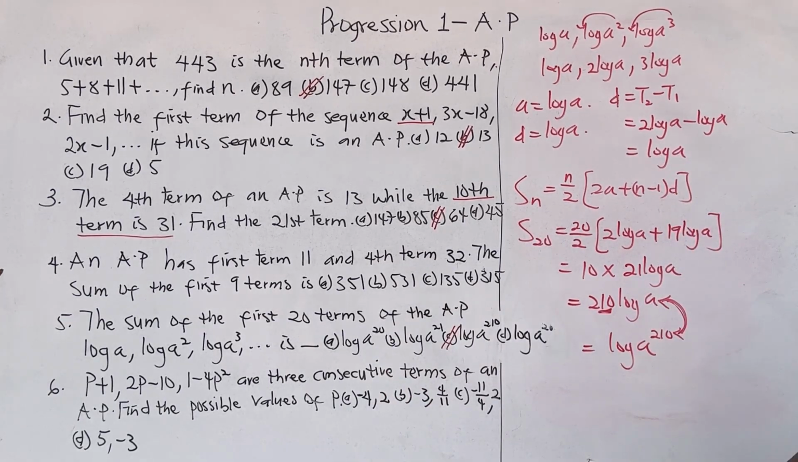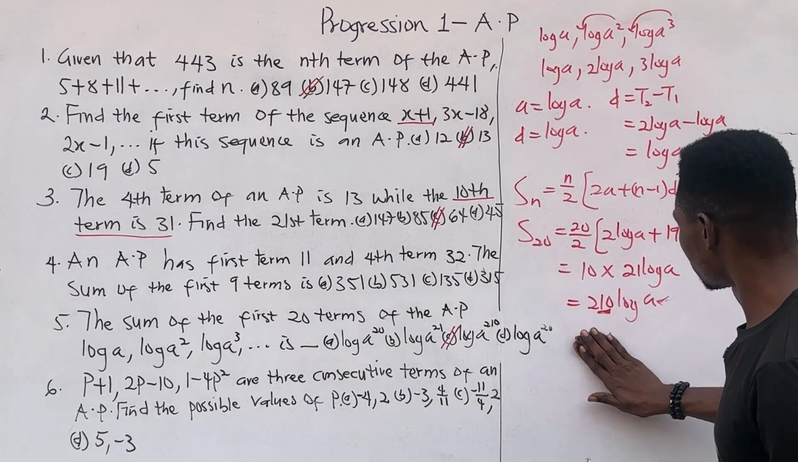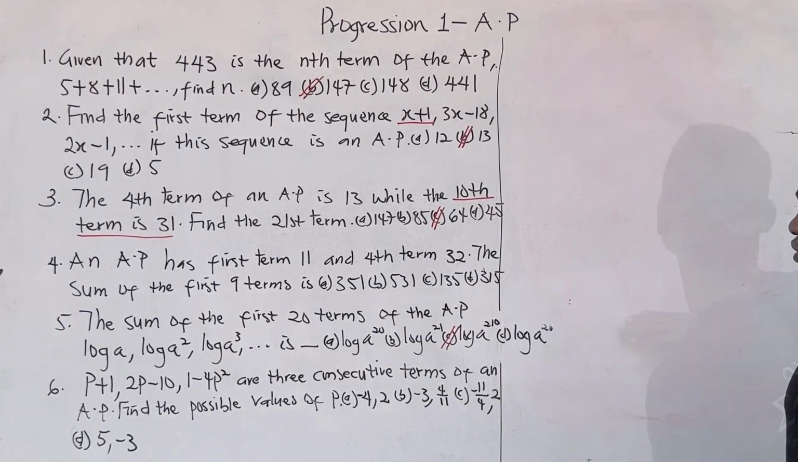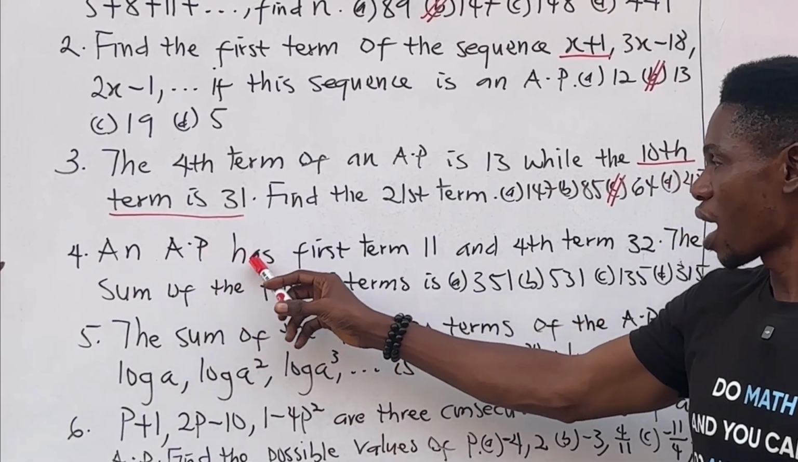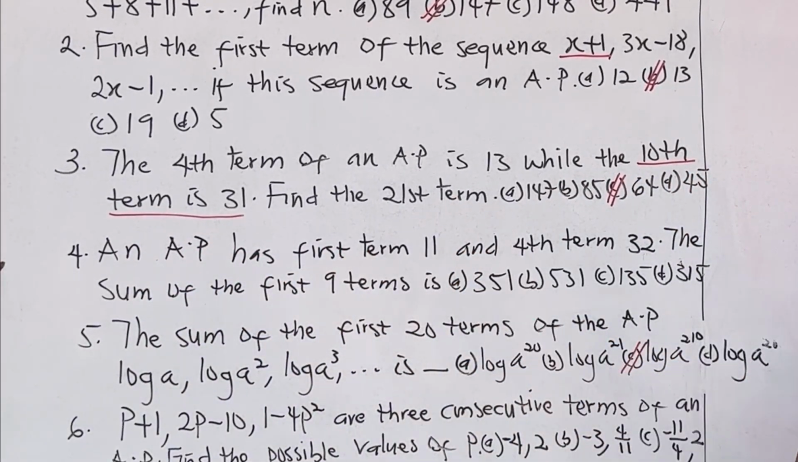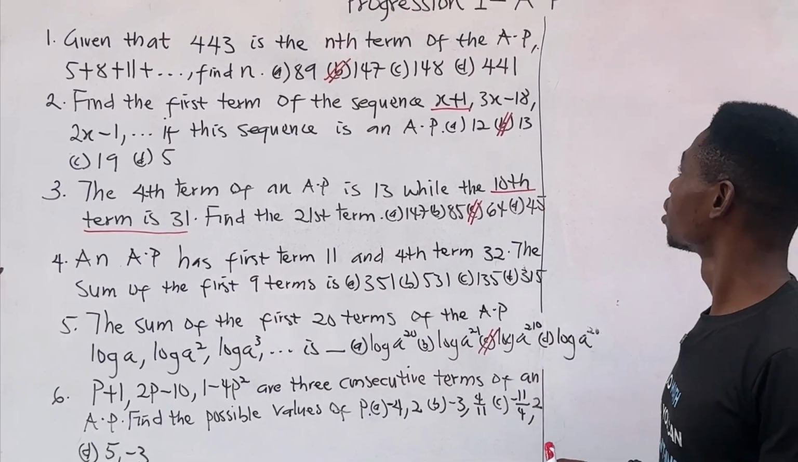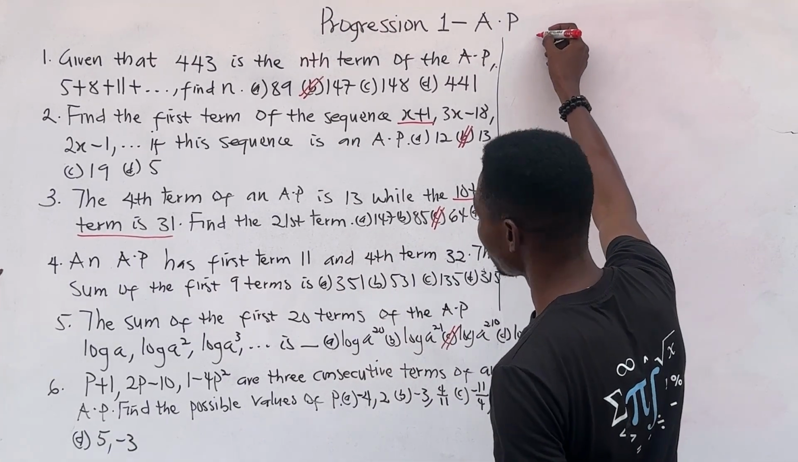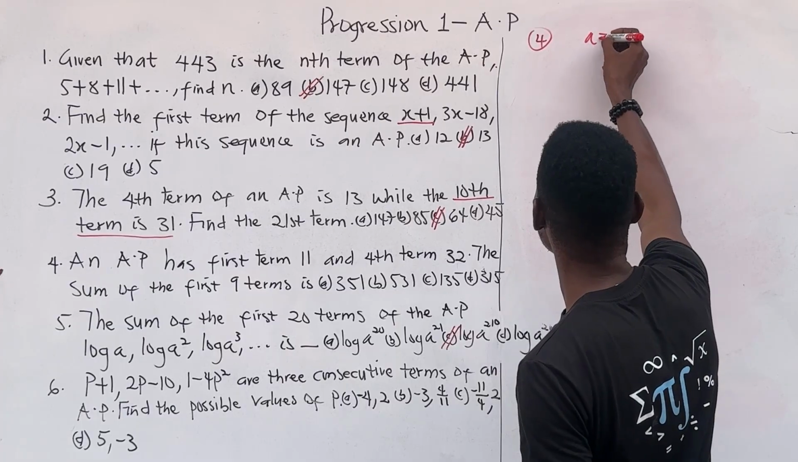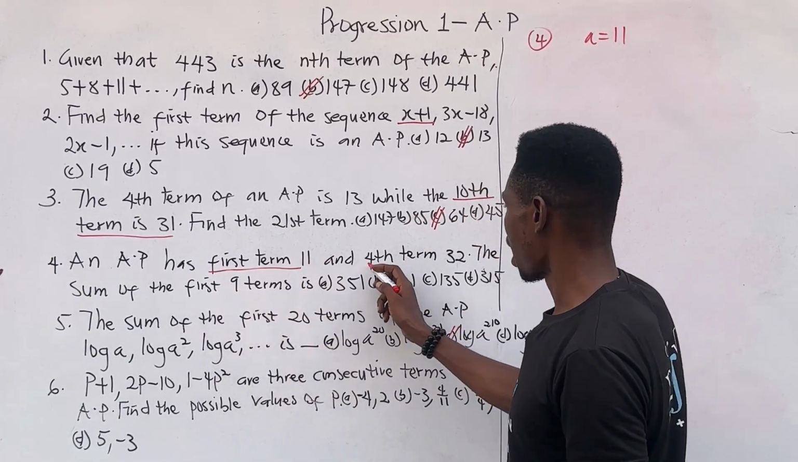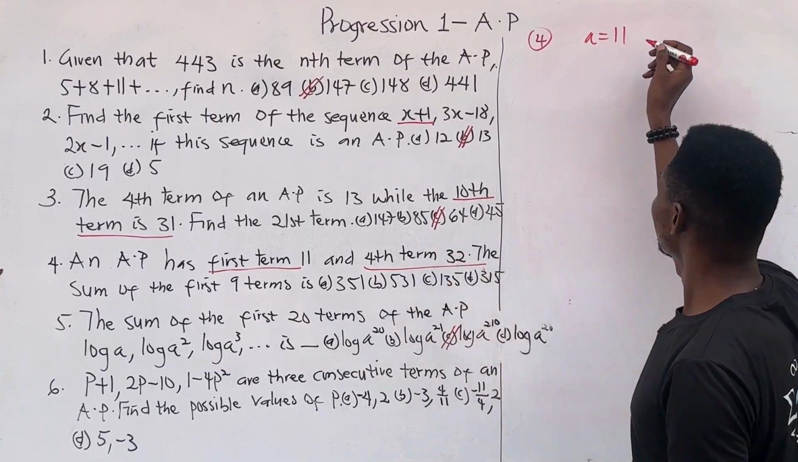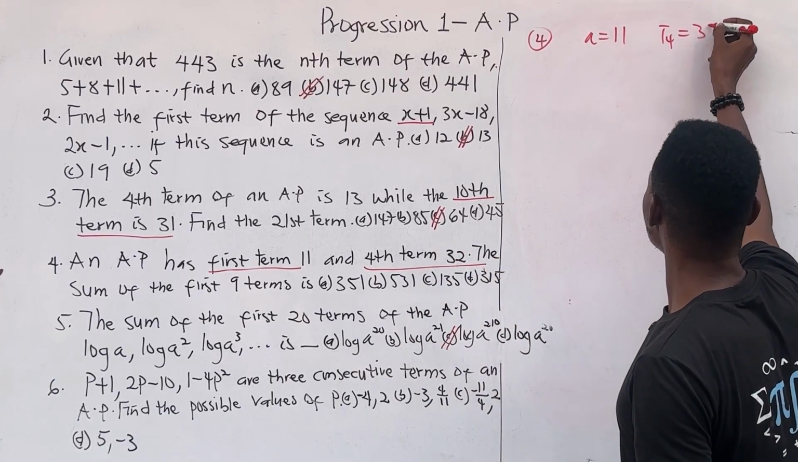Okay, so for number 4, the question says, an AP has first term 11 and fourth term 32. So clear instructions. So for that AP, the first term A is 11, and the fourth term is 32. So T4 equals 32.